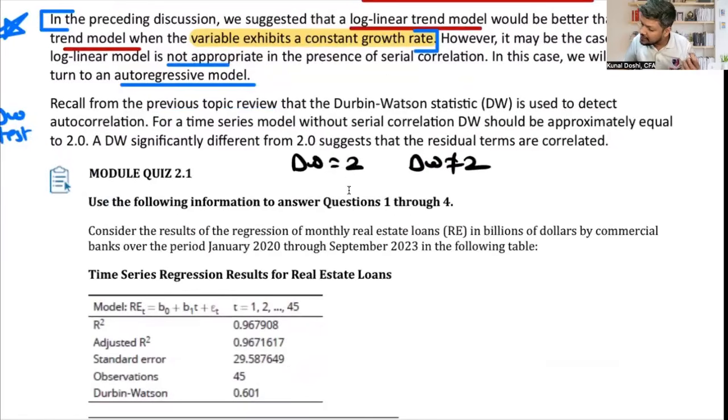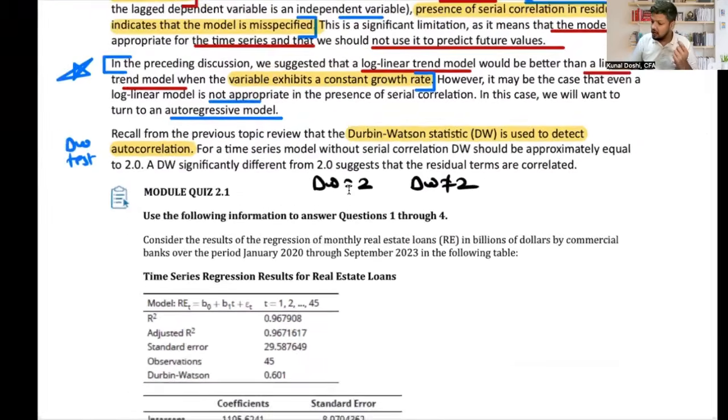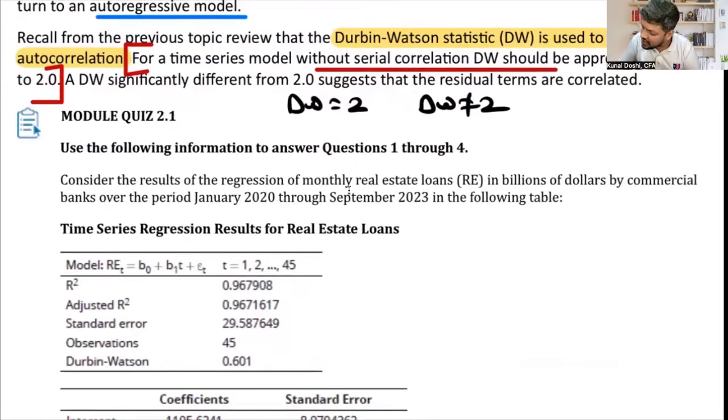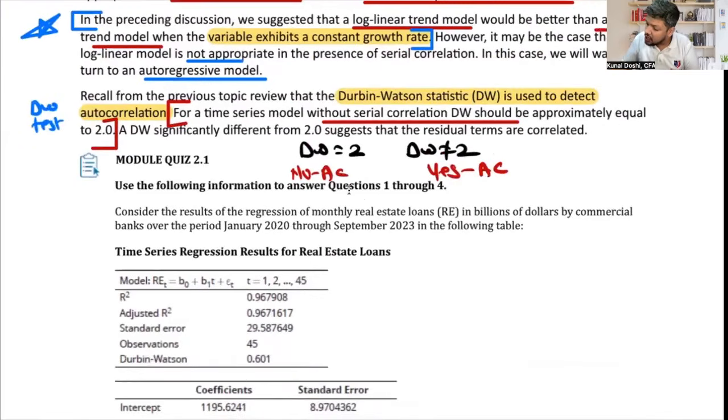Recall from the previous topic that the Durbin-Watson test is used to detect autocorrelation. For a time series model without serial correlation, DW should be approximately equal to 2. If it is 2, there is no autocorrelation. But if it is not equal to 2, there is autocorrelation. So if the DW is significantly different from 2, greater than or less than, then there is autocorrelation.